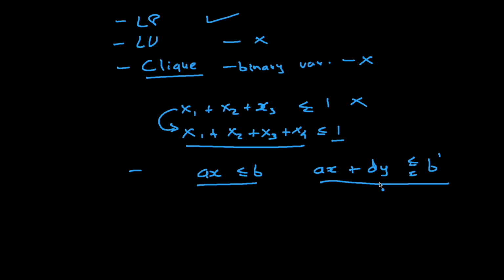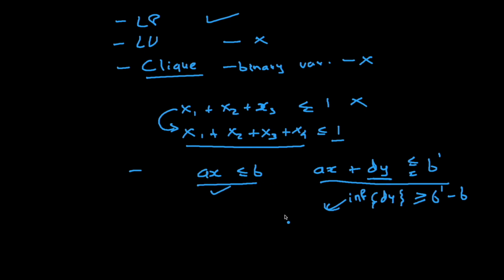When? That depends on the smallest value that dy can take, which is the infimum of dy. If that is already greater than or equal to b prime minus b, that basically means that ax has to be less than or equal to b. That is implied by the other constraint. So if this happens, then this constraint is completely dominated by the other one, and that's why it is redundant.